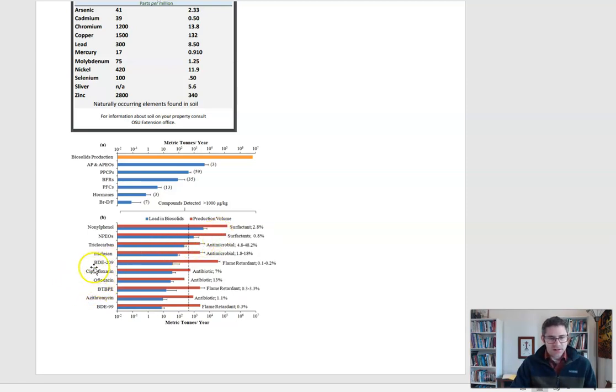And then down here, these are pharmaceuticals, ciprofloxacin and ofloxacin. So cipro, I think, are common antibiotics that are used. So these can wind up in the biosolids.